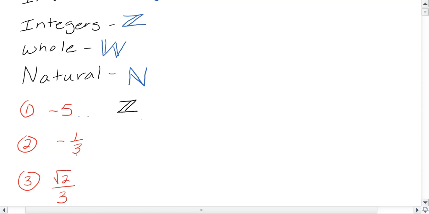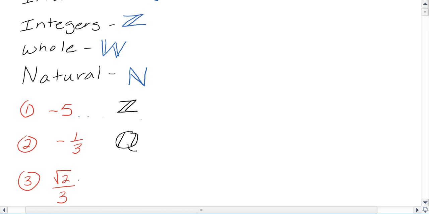My second example here is -1/3, certainly a real number, but even smaller than that, it's a rational, but it cannot go down to integers because it is a fraction. So we're going to label this one with the funny looking Q, stating that it's rational.